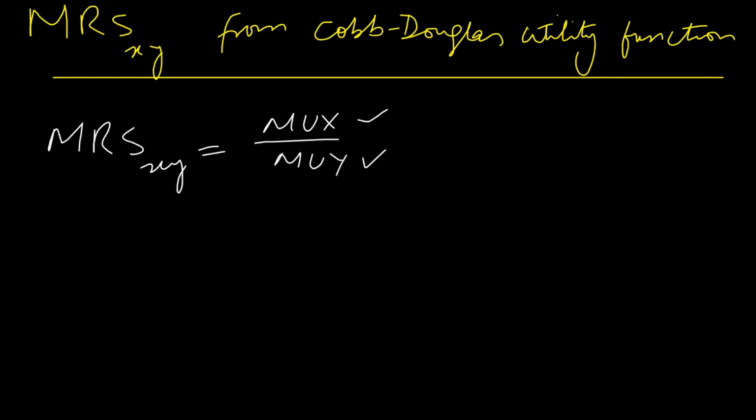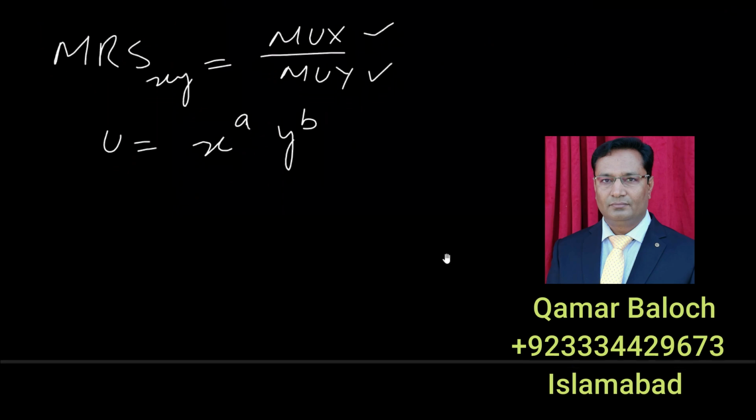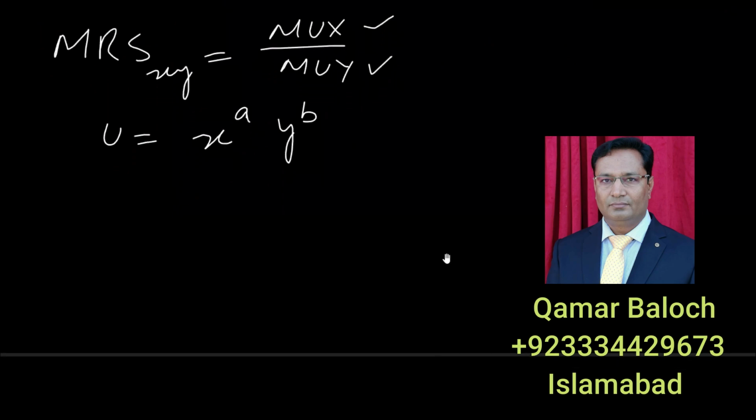And the Cobb-Douglas equation is utility is equal to x power a y power b. X and y are two different products. Let's say x is banana and y is apple. So we can find out marginal rate of substitution from this utility equation. And marginal rate of substitution is defined as the rate at which a consumer can give up or sacrifice some amount of one good in exchange of another good, keeping total utility unchanged.